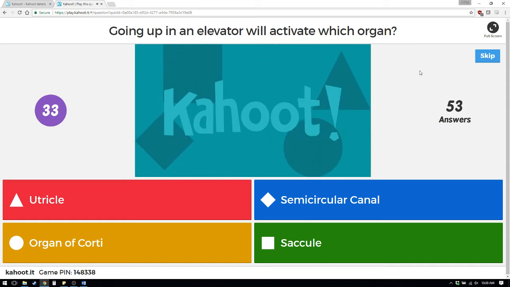So notice this just isn't, you know, which one can detect vertical linear acceleration. Something like you're in an elevator, or you're in a car, or you're falling off a cliff, or things like that.